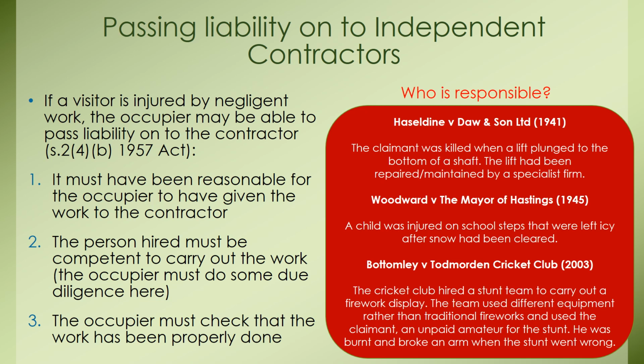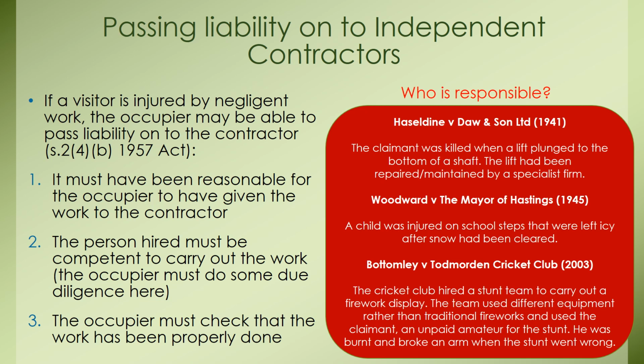Thirdly, the occupier must check that the work has been properly done. And obviously this can be a bit tricky if you don't have expertise in that area, and the court will of course take this into account. But usually with building works you'd need to get them signed off, so building control departments at the council, a building inspector will need to come out and sign it off and validate it. That type of sign off can then release an occupier of their liability if anything happens as a result later. Okay, so this is about passing liability on.